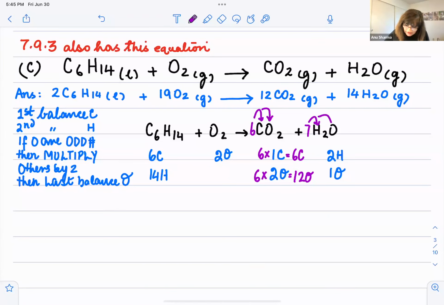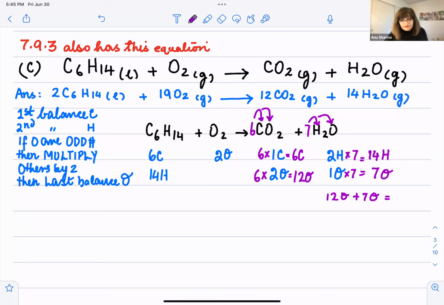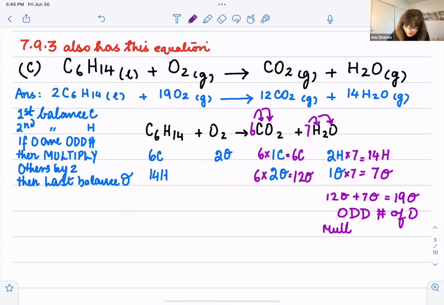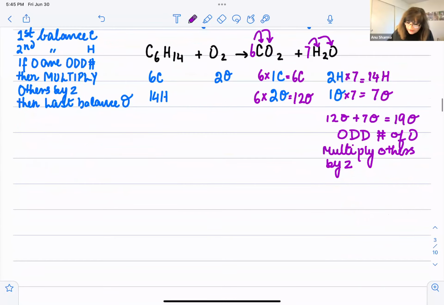7 times 2 is 14, but that changes the oxygen also. So 2 times 7 and 2 times 1 times 7. So this becomes 7 2s are 14 hydrogens, balances that, and oxygens. So 12 oxygens plus 7 oxygen is how much? 12, 17. So this becomes 19 oxygens. So that is an odd number of oxygen atoms. So what are we going to do? We are going to multiply others by 2. So for that, I have to rewrite the equation.